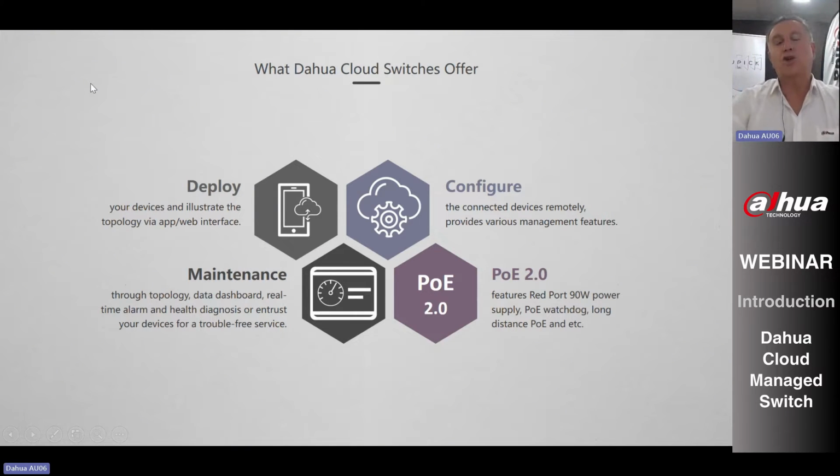So what do the Dahua Cloud Switches offer you? For deployment, your device will illustrate the topology via the app or the web interface. You will be able to configure the connected devices remotely, with full management features. For maintenance, through that topology and the data dashboard, real-time alarm and health diagnosis is available to you, so you can trust that your devices will have trouble-free service. On top of that, we're also delivering the new PoE 2.0 from Dahua, marked on the physical switch itself with a red port. That red port on each PoE 2.0 unit will deliver 90 watts of power, a PoE watchdog, and long distance capability, but more in a moment.